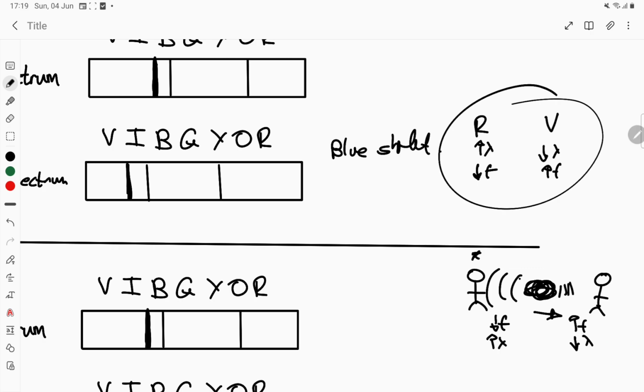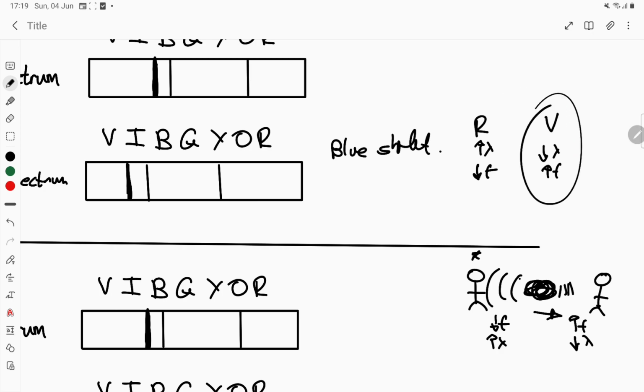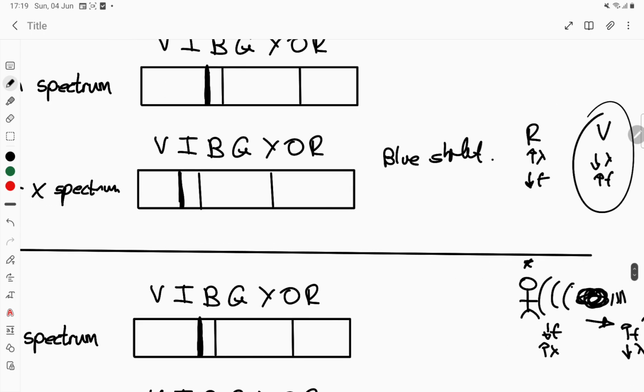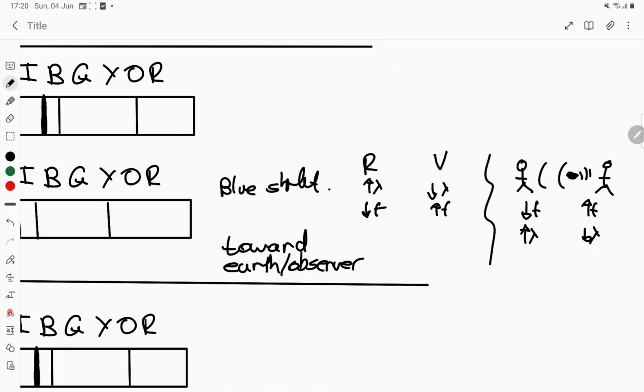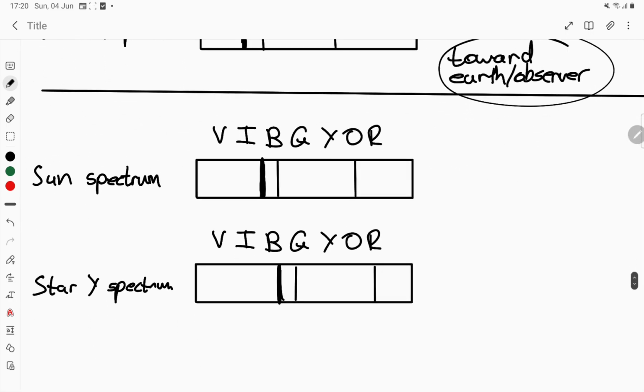Now, if you're looking at this, we know that if we have a blue shift, it will be the one with a lower wavelength. So it will be this side. So this star X is moving towards the Earth. Okay, so towards the Earth or the observer. Let's look at the second example.